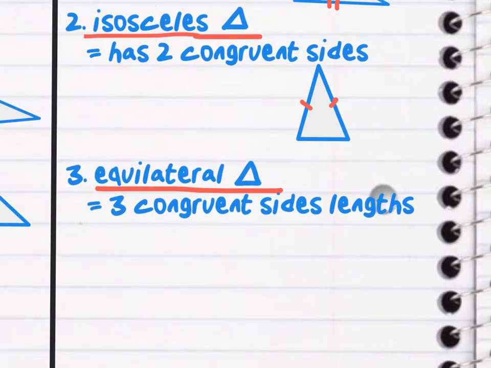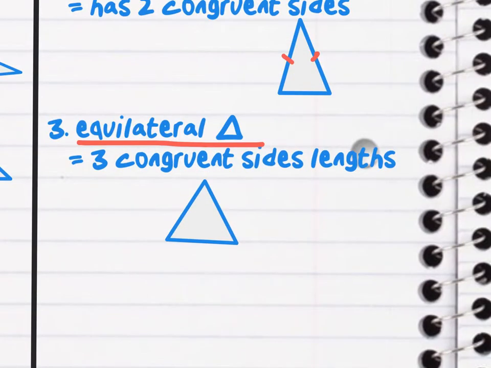Number 3 is the last type of triangle we're going to learn about, which is the equilateral triangle. An equilateral triangle has 3 congruent side lengths. So here I try to draw an equilateral triangle, and since all the side lengths are going to be congruent, we're going to make tick marks on each side length, 1 tick mark each. That way we show that all 3 side lengths are equal length.